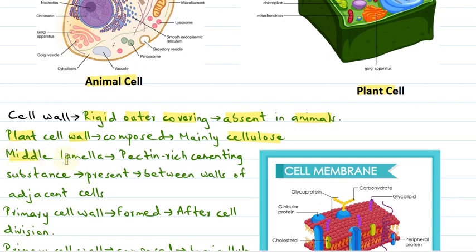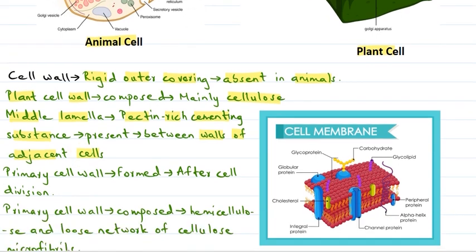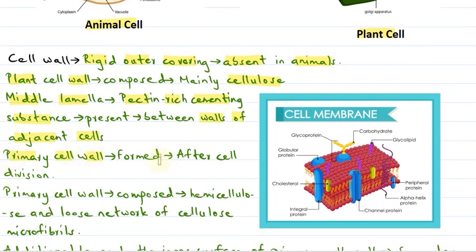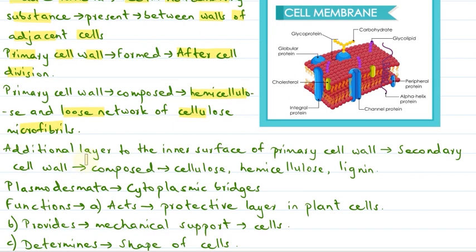Now what is middle lamella? It is a pectin-rich cementing substance present between the walls of adjacent cells. Then we also talked about the primary cell wall, which forms immediately after cell division and is composed of hemicellulose and a loose network of cellulose microfibrils. In some cells there is an additional layer that forms on the inner surface of the primary cell wall, known as the secondary cell wall, composed of cellulose, hemicellulose and lignin.